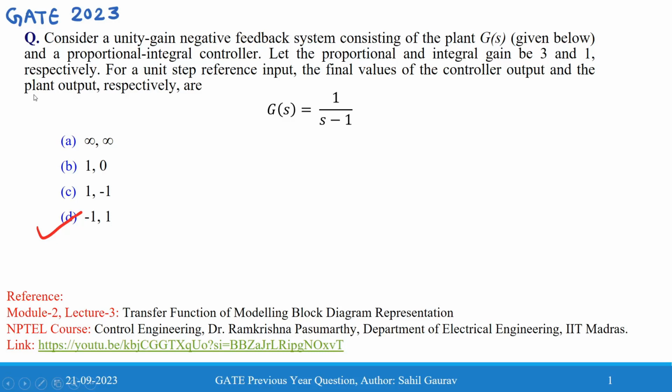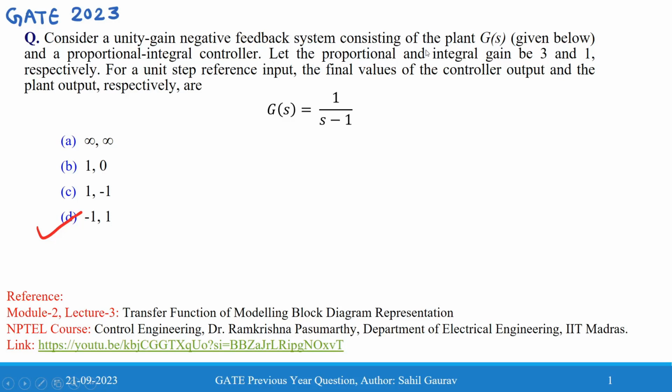Hello, this problem is from GATE 2023 and this problem belongs to the control system subject. The question says: consider a unity gain negative feedback system consisting of the plant G(s), given as 1 divided by s minus 1, and a proportional integral controller, that is a PI controller.